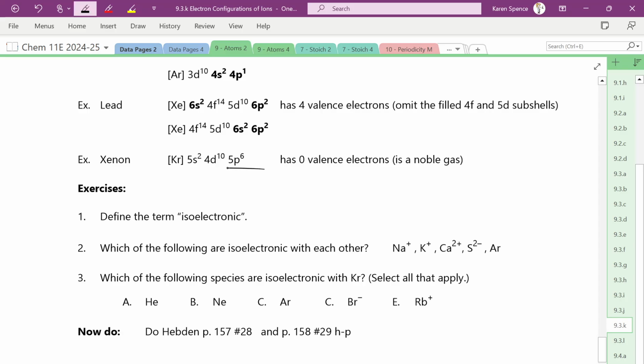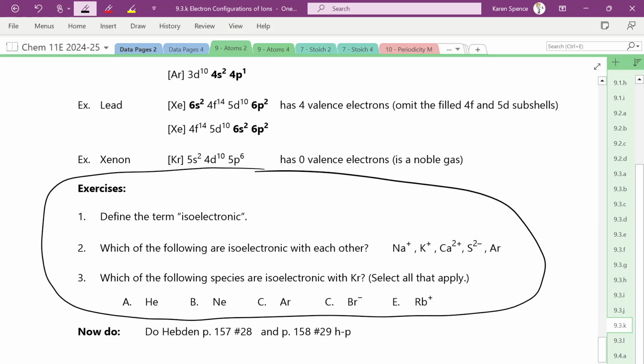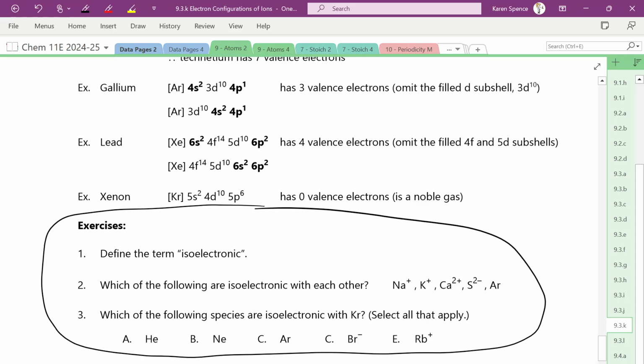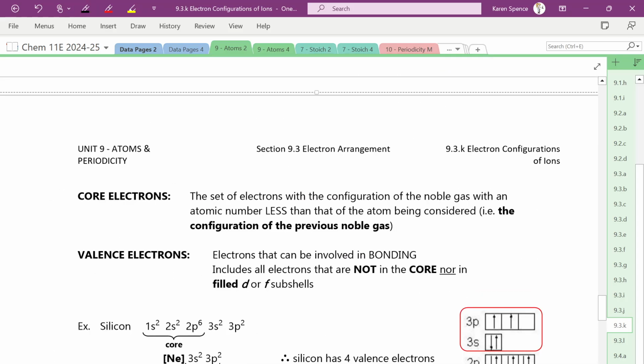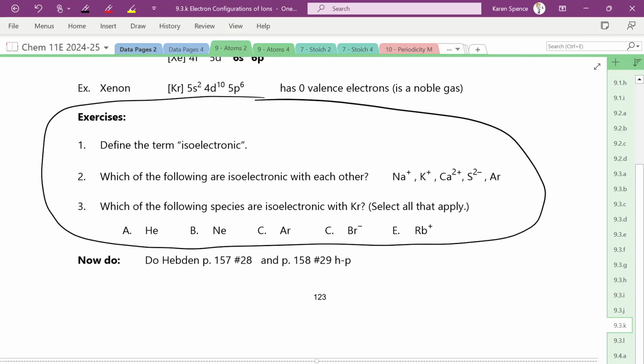Page 123. So you're going to do 9.3J. You're going to do page 123. Those are the questions in 9.3K. And Hebden, page 157, number 28.